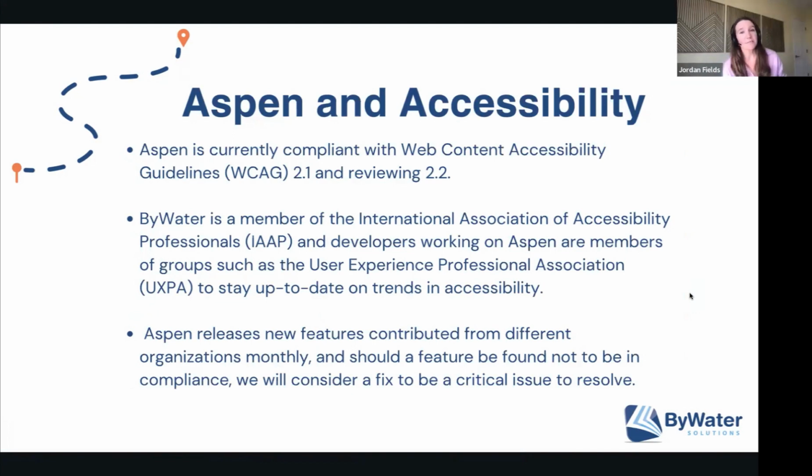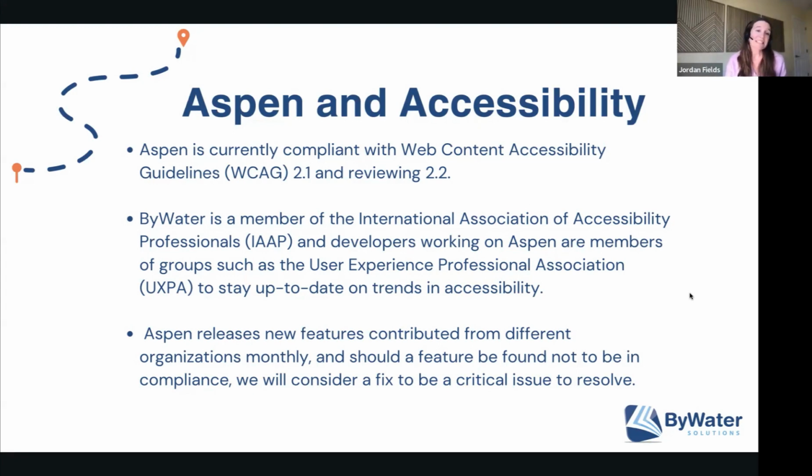So let's get specific with Aspen and accessibility. Aspen is currently compliant with WCAG, the Web Content Accessibility Guidelines. So if you hear someone say WCAG, that's what they're talking about. We're compliant with 2.1 and reviewing the brand spanking new 2.2. Bywater is also a member of the International Association of Accessibility Professionals. What this means is that we have access to a whole bunch of training materials, information, and other people that are working on accessibility. Some of our developers are also members of other accessibility groups. So we're really trying to pay attention to this and focus on it for Aspen.